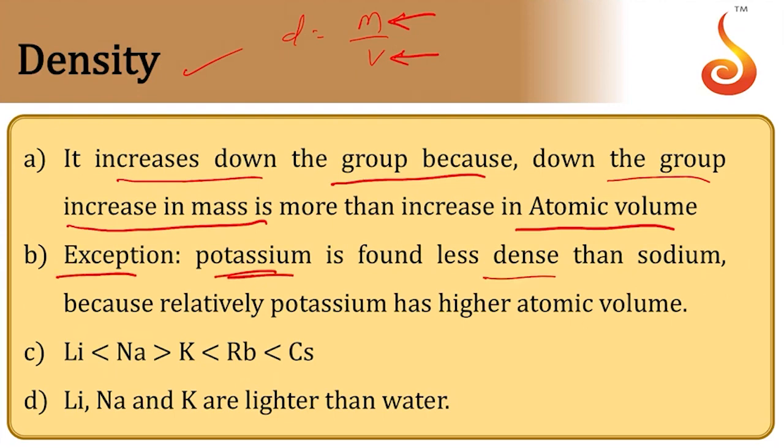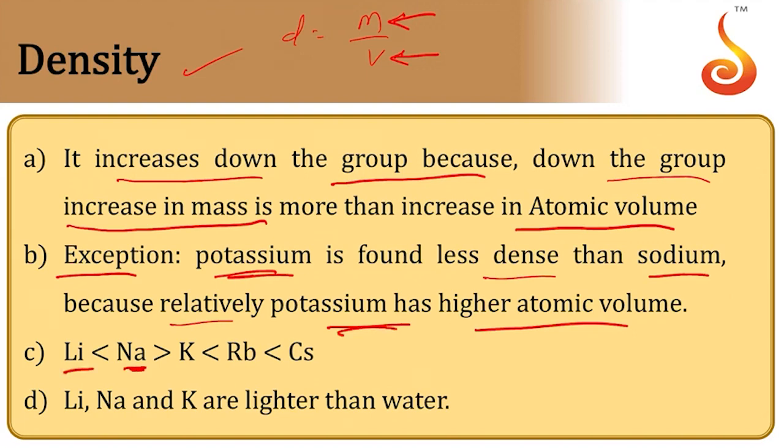The exception is potassium. Potassium is found to be less dense than sodium. That is because potassium has a relatively higher atomic volume. That is, potassium has more atomic volume than it should have. Therefore, the density of potassium is less.